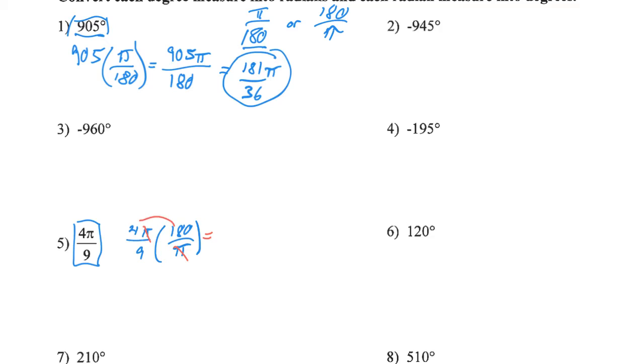So if you multiply straight across, the top with the top, so the 4 times the 180, you end up with 720 over 9. And then if you try to divide that, 720 does divide by 9, you come out with 80. So there is your degree answer. All right, so if it starts with a pi, you multiply with the pi in the bottom. If it starts with degrees, you just multiply with the degrees in the bottom.